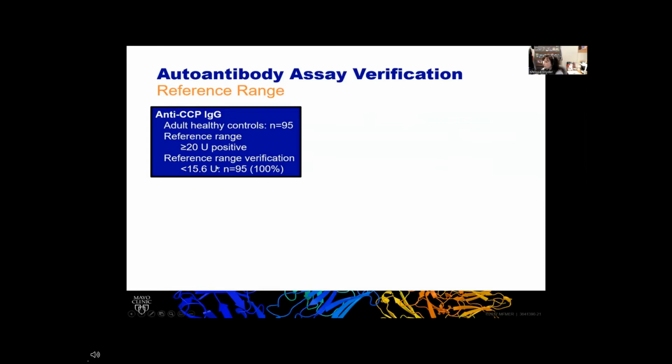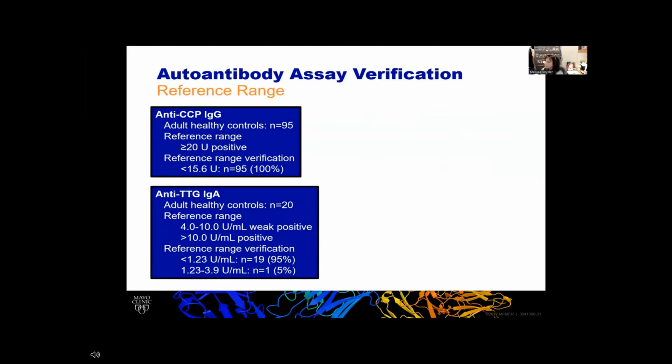So technically, we verified this reference range because all of our healthy controls fell within the negative range for this particular method. For our data for TTG, we took a similar approach, although because, again, we were verifying a manufacturer's range, we started with 20 adult healthy controls.